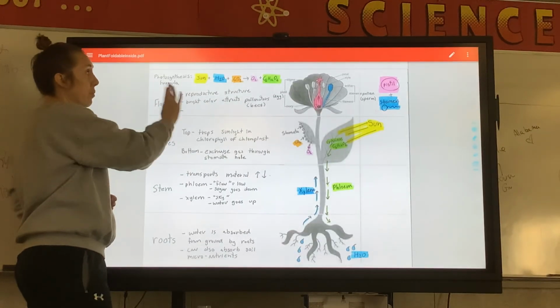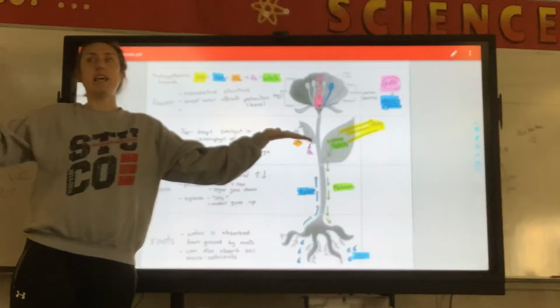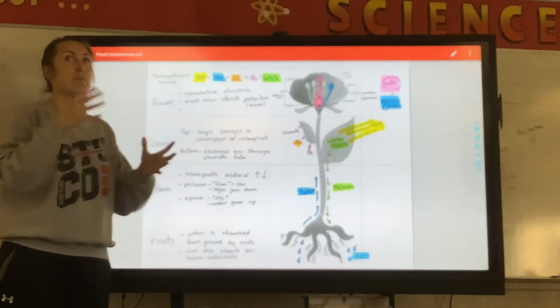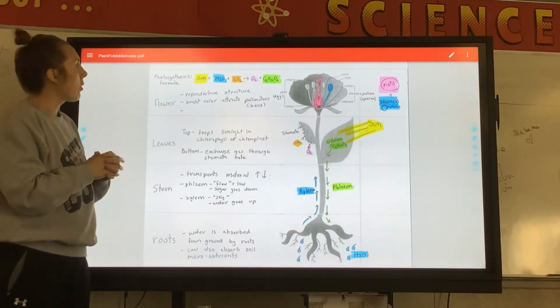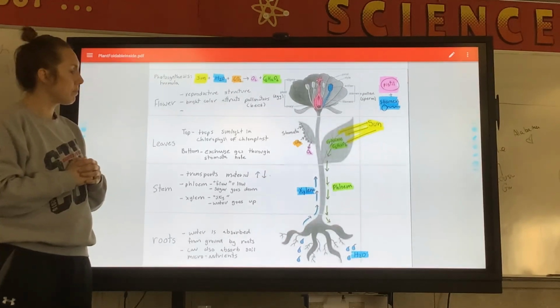Flower is the reproductive structure, and remember, pollinators get attracted to brightly colored flower petals, okay, probably some smells or whatnot, okay, and bright colors attract pollinators such as bees, okay.